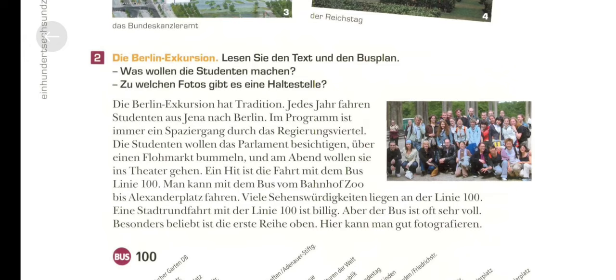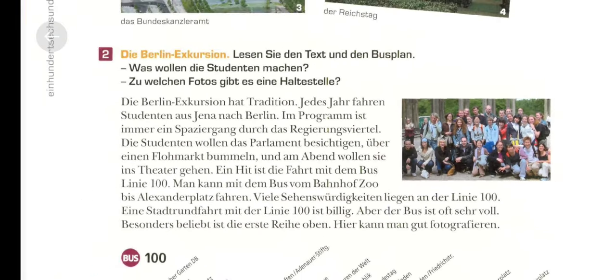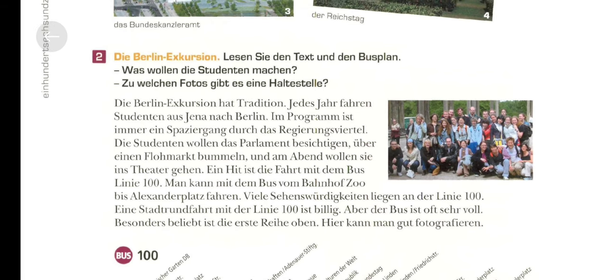Die Studenten wollen das Parlament besichtigen, über einen Flohmarkt bummeln. Und am Abend wollen sie ins Theater gehen. The students want to visit Parliament, stroll through a flea market, and in the evening they want to go to the theater. So besichtigen means to visit, and besichtigen is only used when you are having an excursion in the city. When you visit some place in the city, then only you will use besichtigen. And if you are visiting someone among your relatives or people you know, then you will use besuchen.